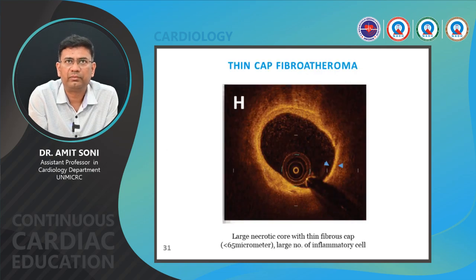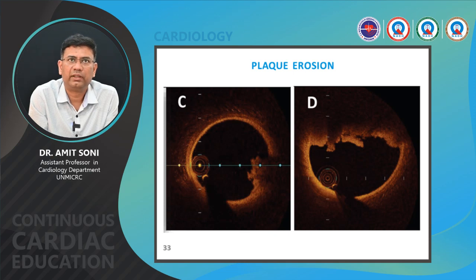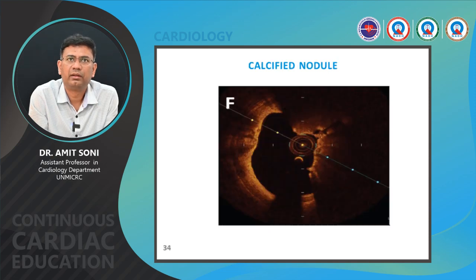So thin cap fibroatheroma: large necrotic core with thin fibrous cap less than 65 micrometers, and a large number of inflammatory cells, you can see. This is plaque rupture at 3 o'clock position. And with OCT we can also see the plaque erosions. This is calcified nodule.